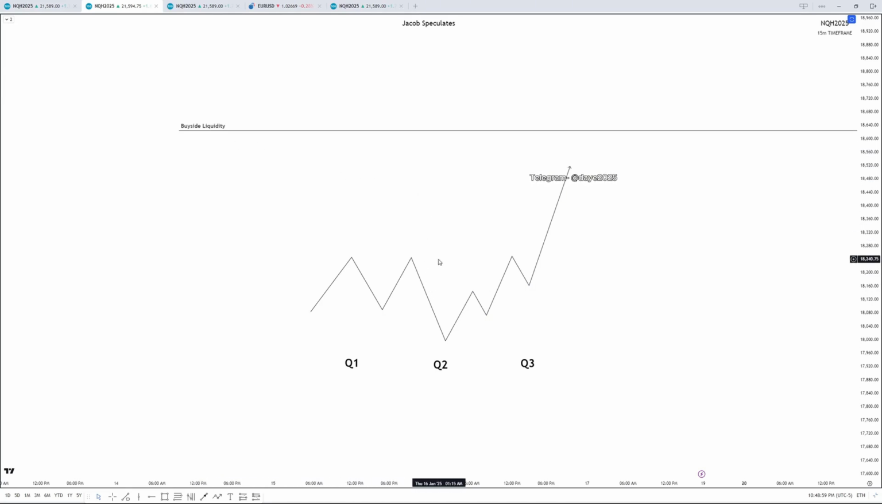Typically, this will happen on days without news. This is one of those characteristics. But generally, more times than not, Q3, which is the New York morning session, will form the higher low of the day. So it is more uncommon to have London be the higher low of the day. Generally, it is the New York AM session.